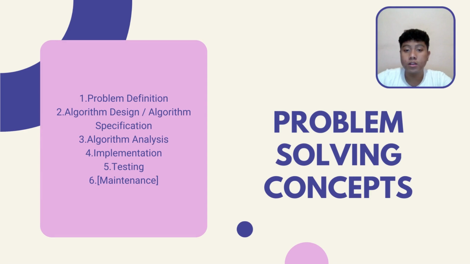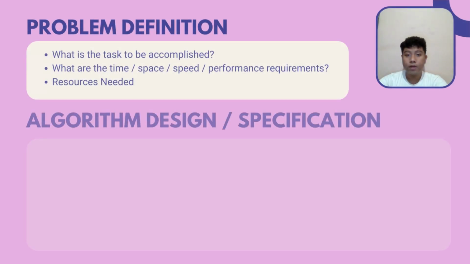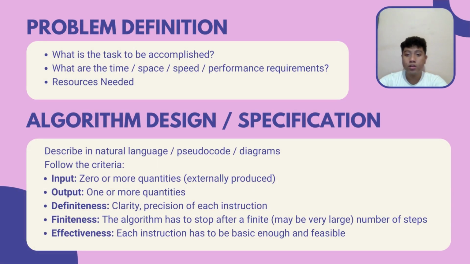Problem-solving concepts. The first one is problem definition. Next is algorithm design or algorithm specification. The third one is algorithm analysis, then implementation, followed by testing, and lastly, maintenance. Problem definition: these are the questions that help you to define the problem. What is the task to be accomplished? What are the time, space, speed, or performance requirements and resources needed?